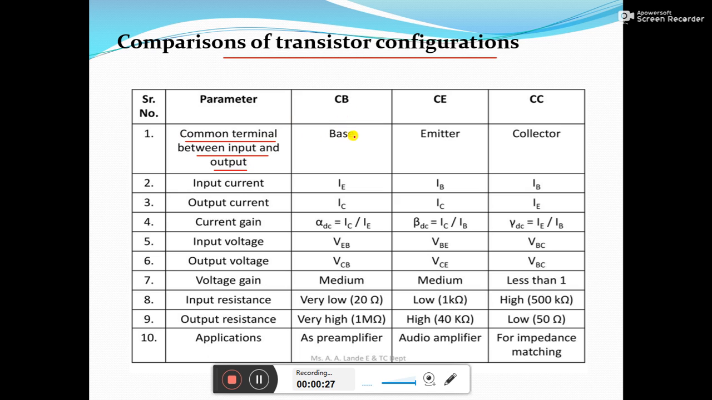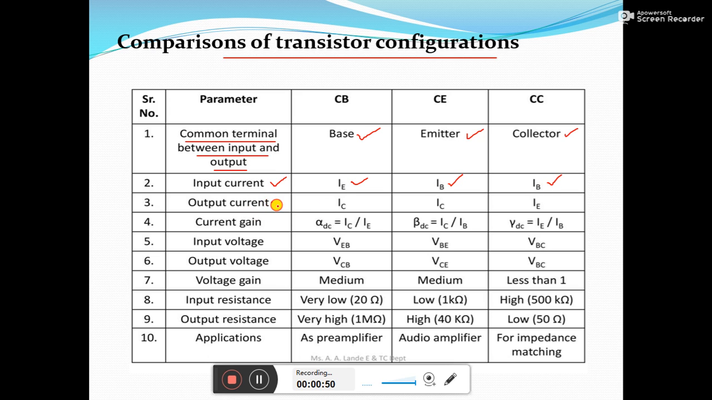In case of CB, as we know, base is made common, and in case of CE, emitter is made common, and in case of CC, the collector terminal is made common between the input and output side. The next parameter is input current. Input current in case of CB is IE, in case of CE it is the base current IB, and in case of CC, the base current IB again.